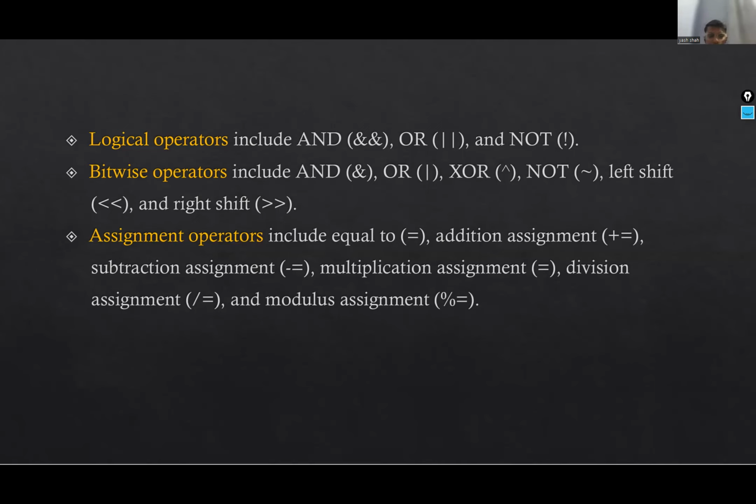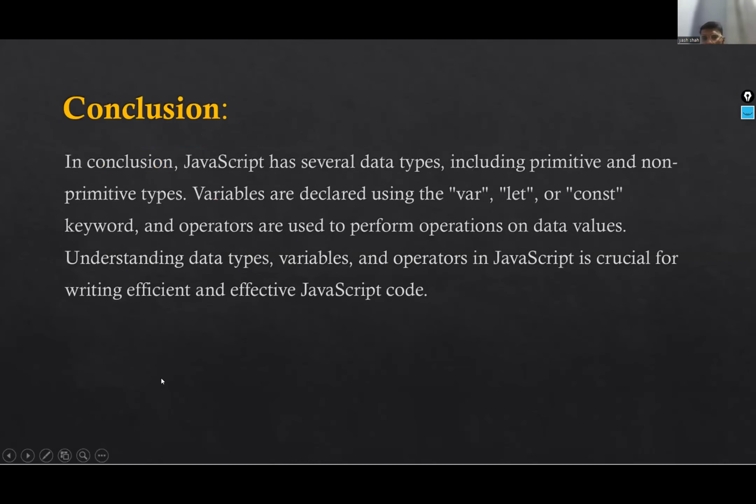Another operator is the assignment operator, which is used to assign some value to the variables, and includes equal to, addition, subtraction, multiplication, division, and modulus assignment. In conclusion, JavaScript has various data types, including primitive and non-primitive data types, and variables are declared using the var, let, and const keywords, and operators are used to perform operations on these data types and variables.